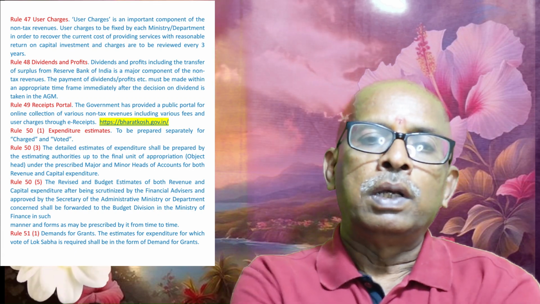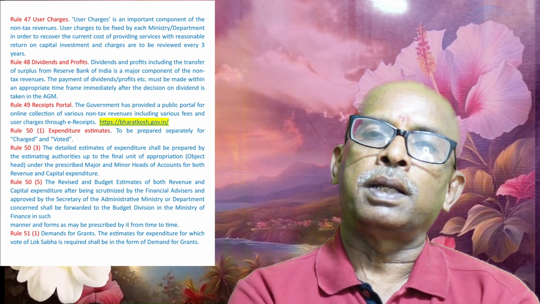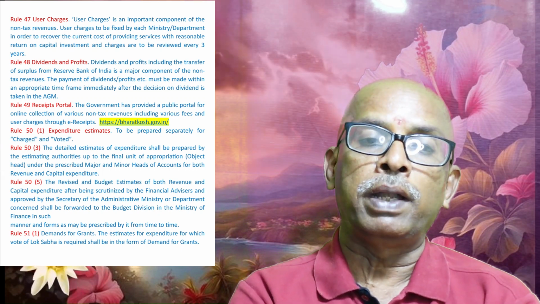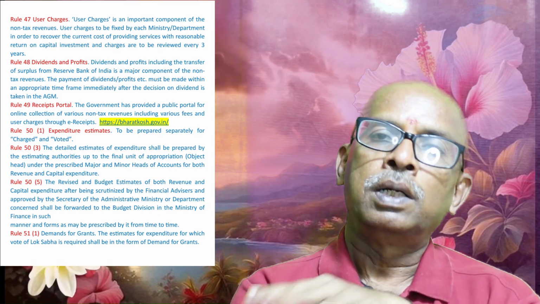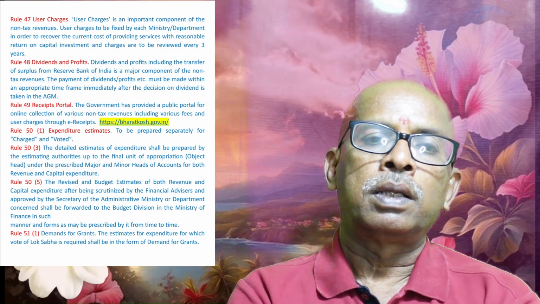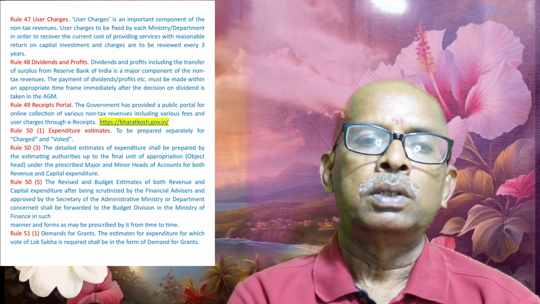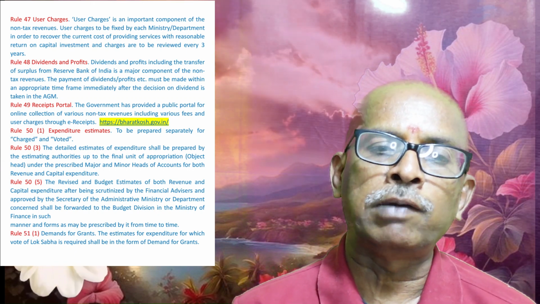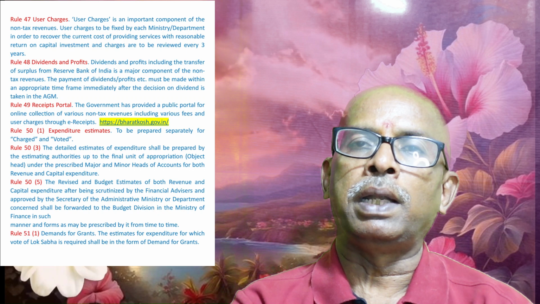Now dividend and profit. Normally dividend and profit will come only where the department controls some public sector undertaking or autonomous bodies which are doing commercial activities. In such cases, dividends and profits, including the transfer of surplus from the Reserve Bank of India, are a major component of non-tax revenues, because it is not tax, it is all profits. RBI, whatever it earns, transfers a certain portion of its profit to the central government. The payment of dividends and profits must be made within an appropriate time frame, immediately after the decision on dividend is taken in the annual general meeting.